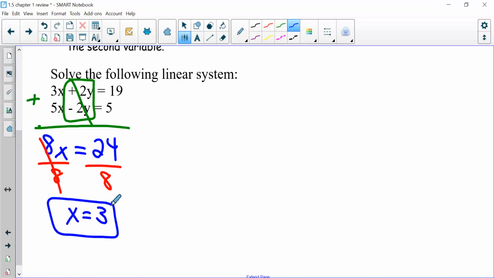But my advantage was that it already had a coefficient of 2. So sometimes it's not as quick. When you say on the test, like, solve this by using, it says substitution or elimination. So that way you do get to choose.